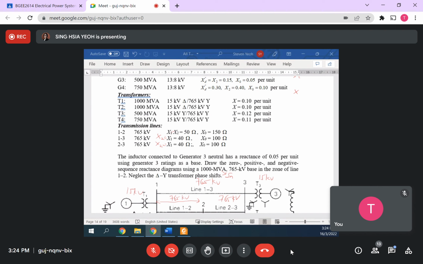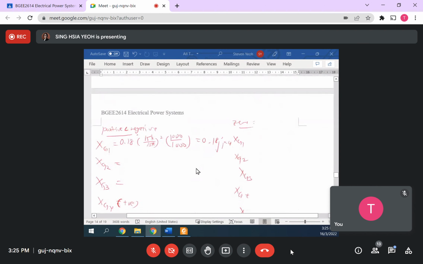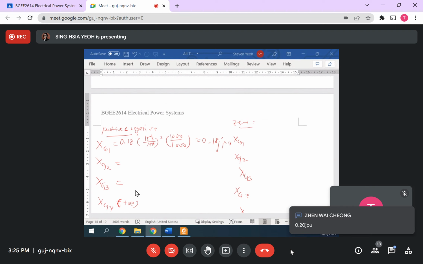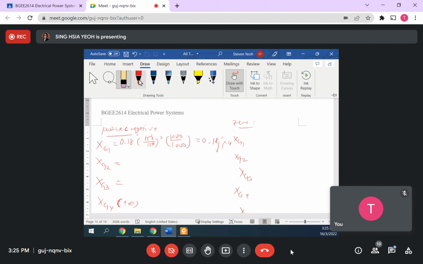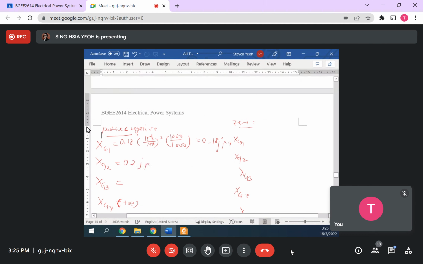Okay, done. Xg1, Xg2 for positive negative sequence. Then what is your answer? Yes, 0.2 pu. So if you need me to show the steps or you can't get the answer, then let me know.